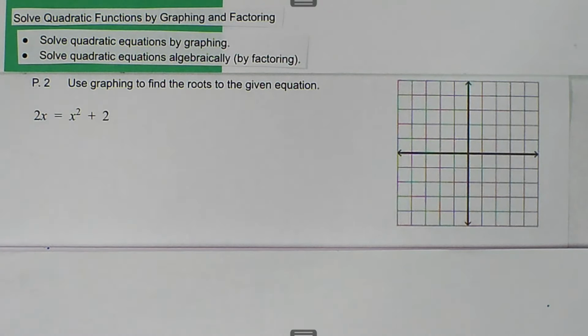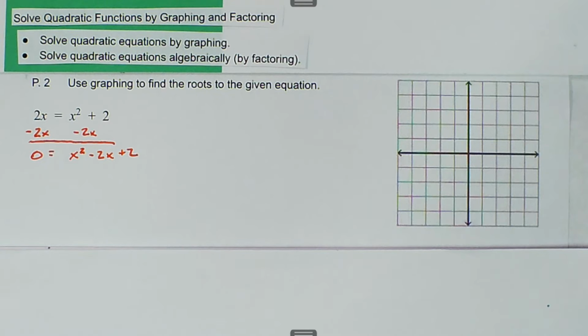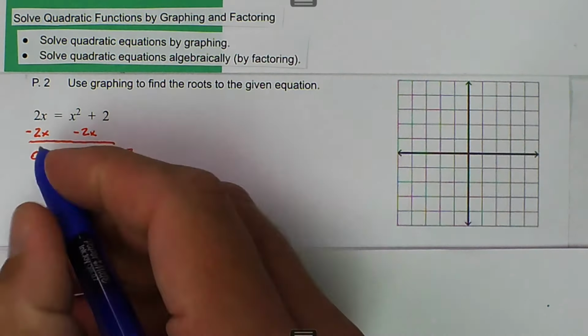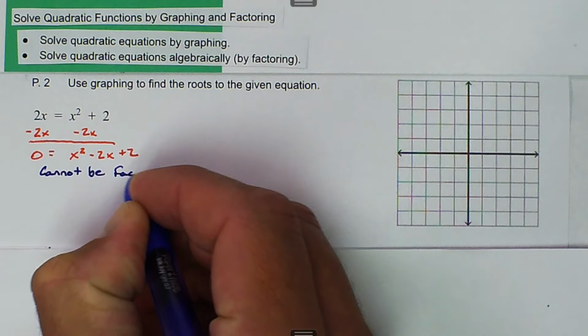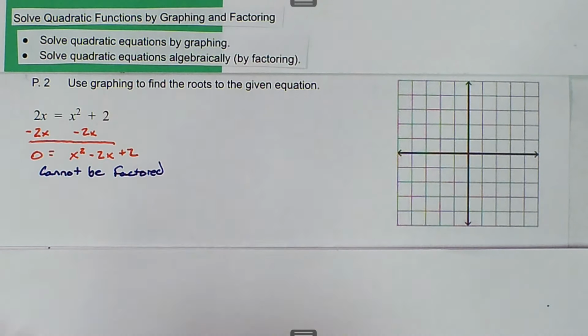And the issue here is we know that we have an x squared, so that's a quadratic function. So we need to make sure that one side of the equation is equal to 0. So I'm going to subtract 2x from both sides to get the left side equal to 0. So we get 0 equals x squared minus 2x plus 2. And at this point, if we look at this, we know that this cannot be factored. So it can't be factored.